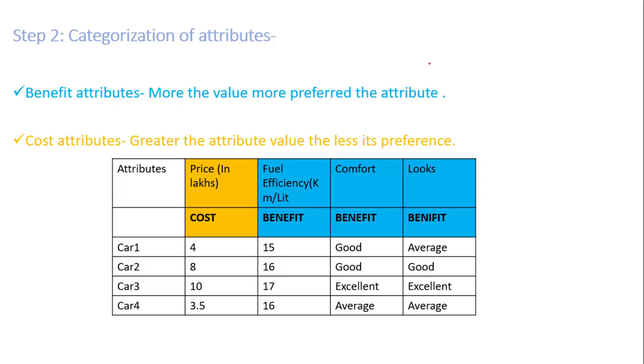Now step number 2 is to categorize the attributes into two categories, the benefit attributes and cost attributes. Benefit attributes are those attributes in which a higher value is preferred, like fuel efficiency. Similarly, comfort: excellent comfort will be preferred over average. Similarly, looks: excellent looks will be preferred over average looks. Cost attributes are those attributes in which the greater the attribute value, the less its preference. Price is a cost attribute, and fuel efficiency, comfort and looks are benefit attributes.